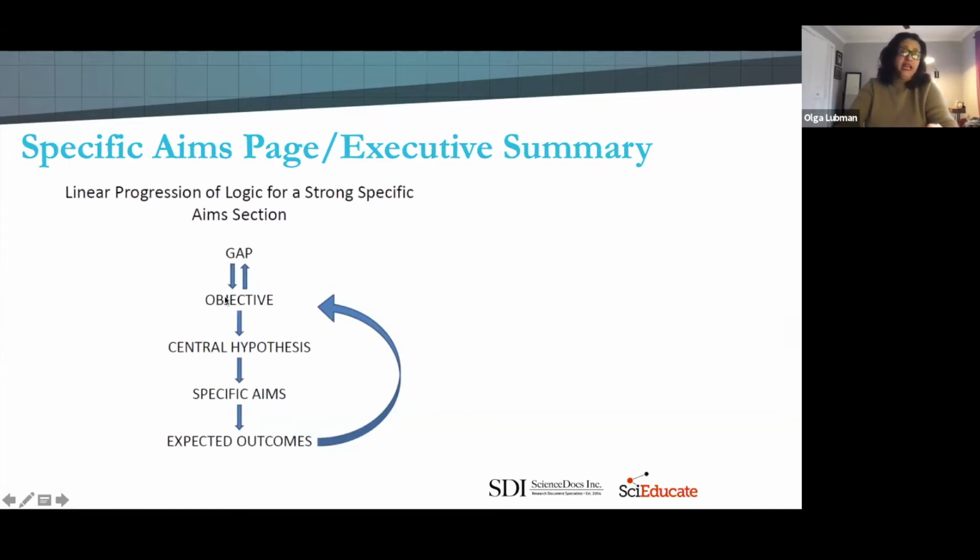This is a very dynamic process here where you can try to adjust depending on who you're writing for. From the objectives, you need to clearly build confidence to make a central hypothesis that you subsequently support with the specific aims and the expected outcomes.